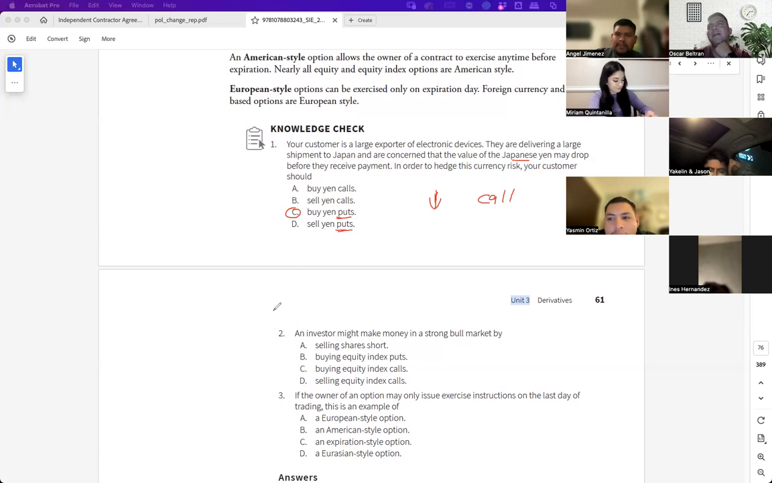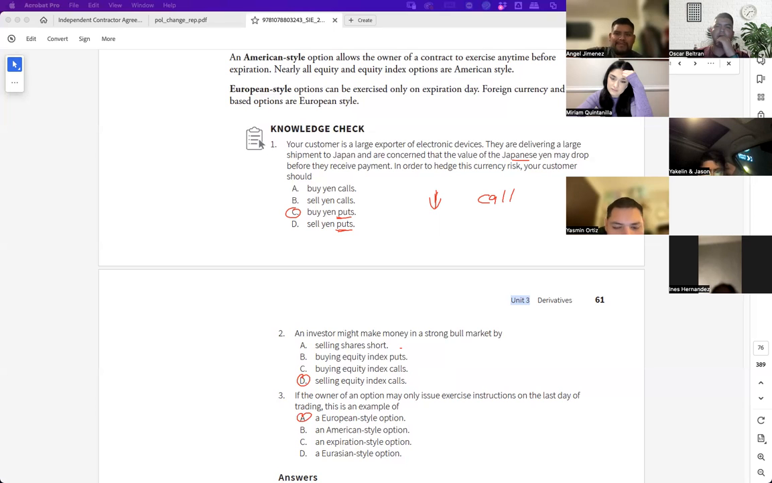It honestly just comes down to practicing the questions and studying. All right, so an investor might make money in a strong bull market by selling short, or buying equity index puts. This one right here is the section I skipped, so you just guess. Would it be D? All right, cool. And 3. If the owner of an option may only issue exercise instructions on the last day of trading, this is an example of what? European style. Yep.